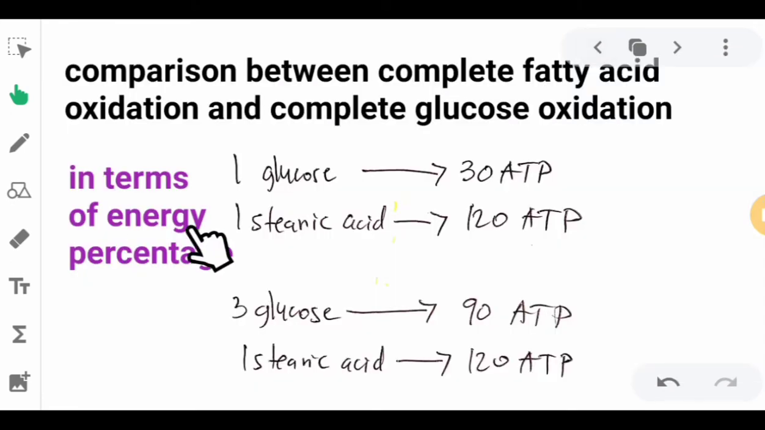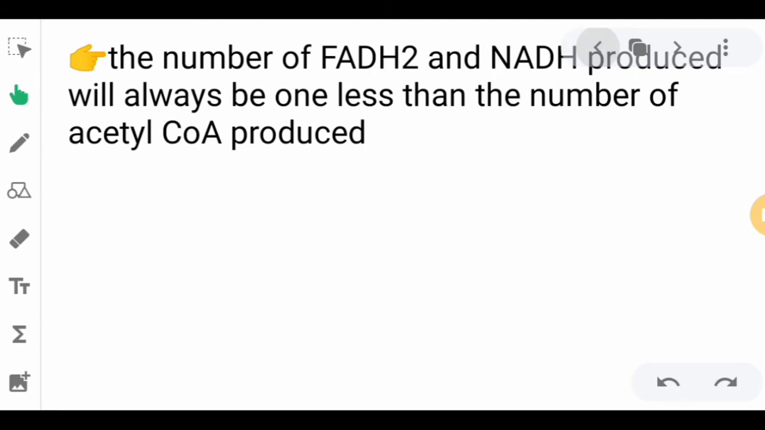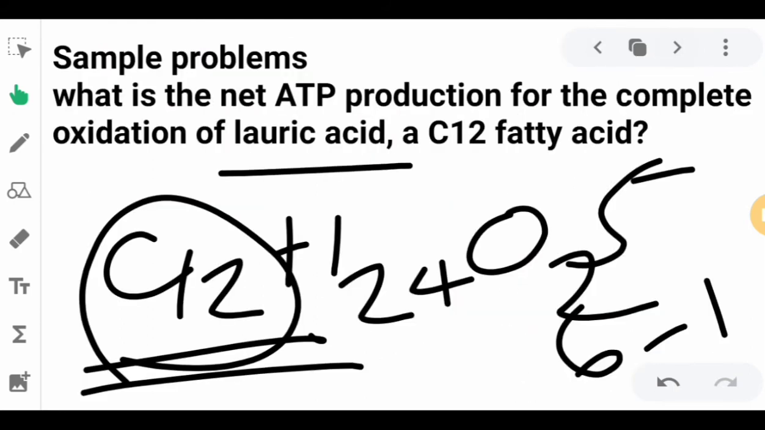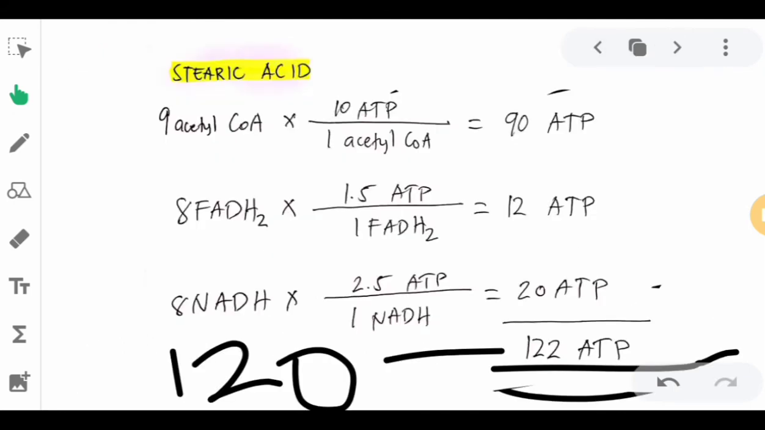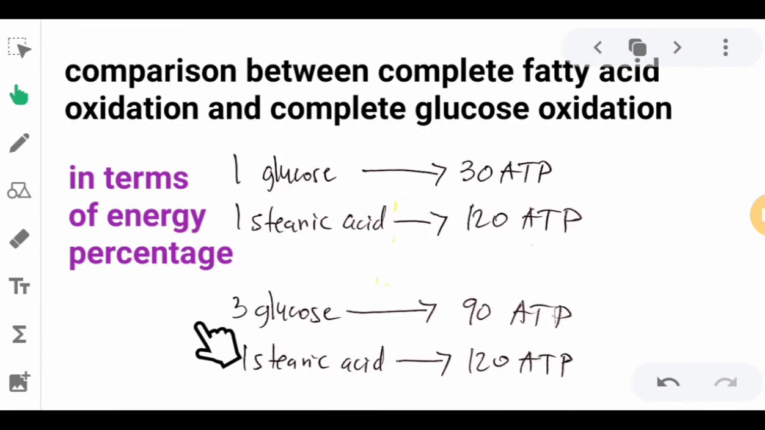And then, one stearic acid will produce 120 ATP, minus 2 because of the fatty acid activation. You will have here 120. And then, 3 glucose will produce 90 ATP and 1 stearic acid will produce 120 ATP. Therefore, we can conclude here that lipids are 33% more efficient than carbohydrates as storage energy systems.